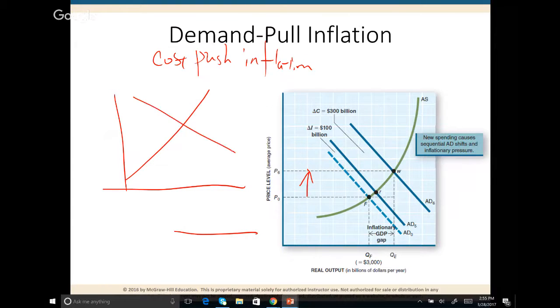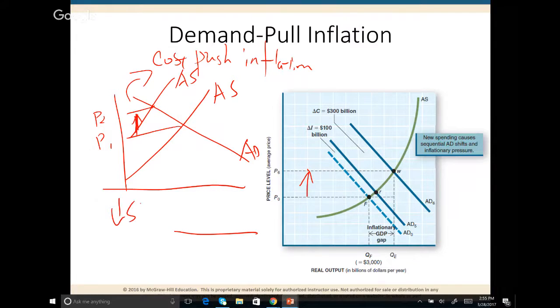Let's see your aggregate demand versus supply. This is the AD curve, this is the AS curve. If your AS curve decreases, you're going to end up at a higher price level, so P1, P2, and this increase in inflation is called cost push inflation. So with the AS curve going down, you have cost push inflation. When you have the AD curve going up, you're going to have demand pull inflation.